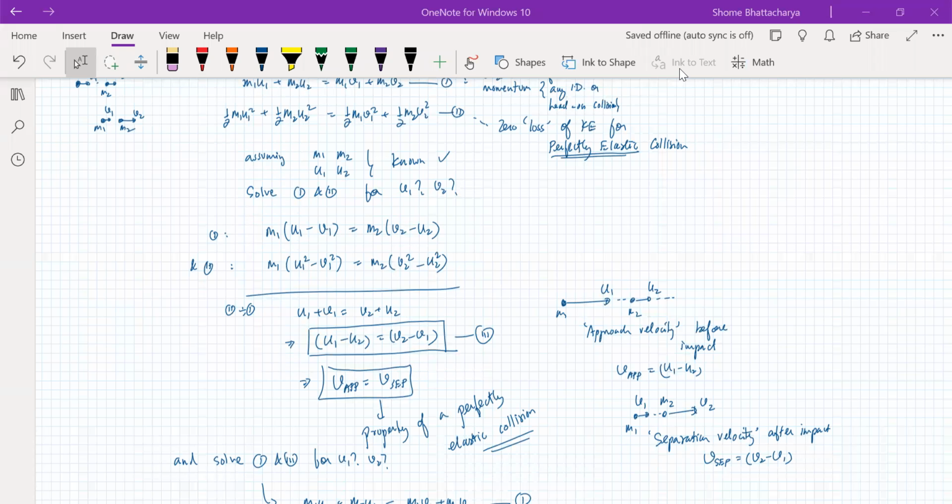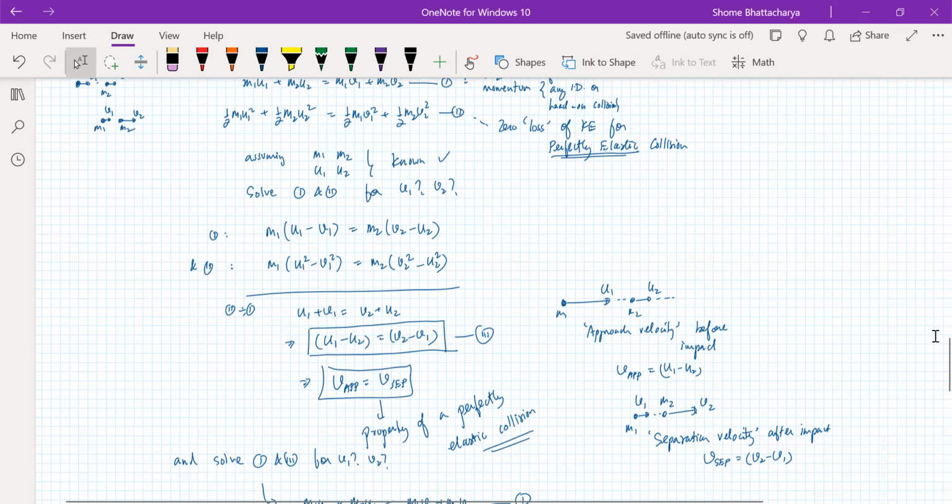So now for different possible values of M2, in one case M2's value is 2 kg, in one case it is 4 kg, in one case it is 1 kg. So in each of these different cases, we have to find out what will be the final velocities V1 and V2 after impact. Okay, sir.